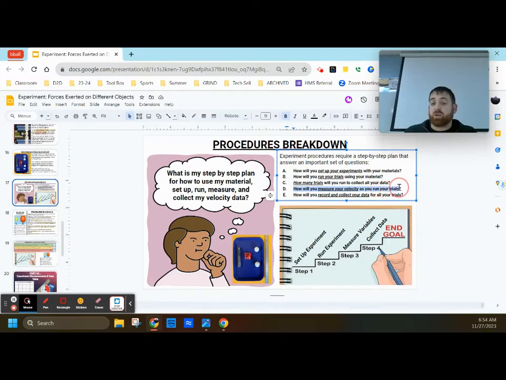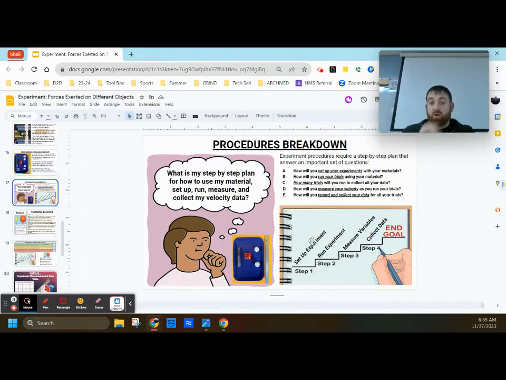How will you measure velocity as you run your trials? So that would be step three, measuring those variables for our experiment. How are you going to measure velocity using those tools and such? And then last but not least, how will you record and collect your data for your trials? That's step four, collecting your data. Notice each one of these steps, setting it up, running the experiment, measuring the variables, and collecting the data, are all things that are going to show up in your procedures. These are the four things you need.